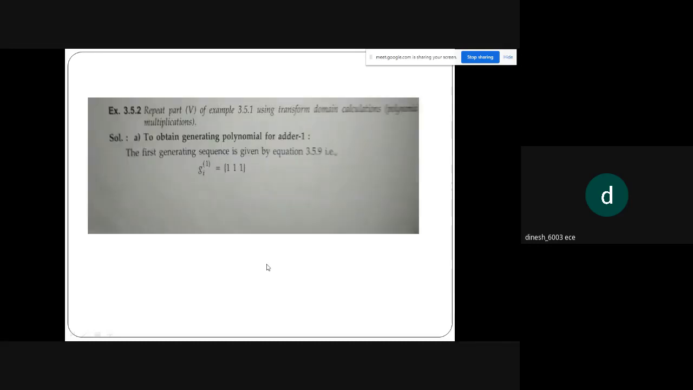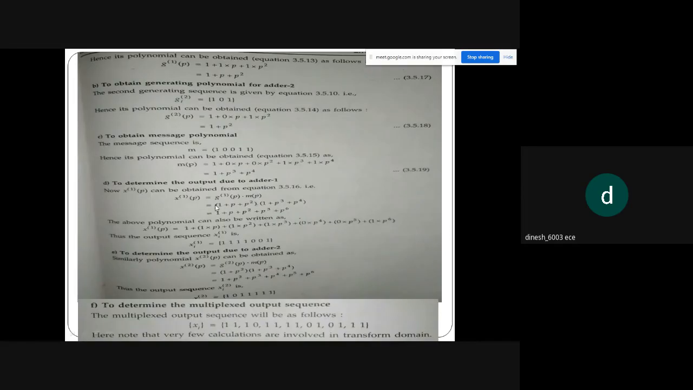So we know g1 of p. What is g1 of p? g1 of p is 1 plus p power 2. So write it. Then next we know m of p. m of p is given in the message 1, 0, 0, 1, 1, equivalent polynomial, so 1 plus p power 3 plus p power 4. So write it. Now simplify.